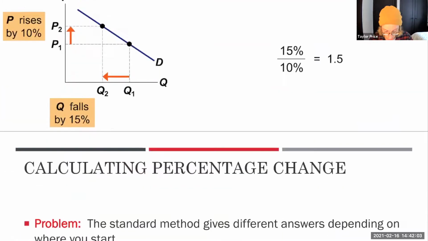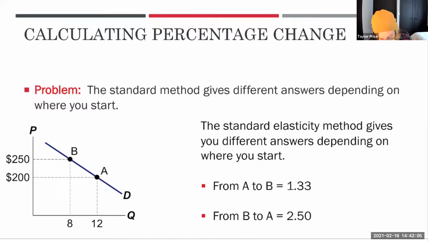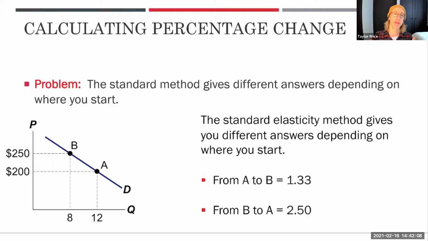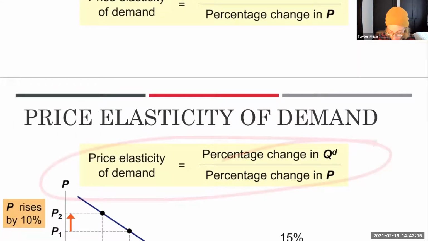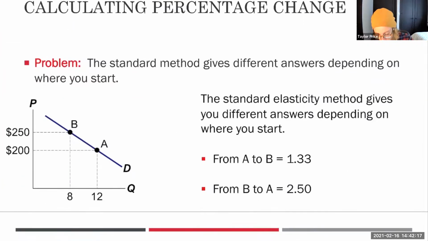Okay, so what we're doing then is, if we're just taking this formula here, we run into a problem. And that problem is that using just that formula gives us different answers depending on where we start. So if you move from B to A or A to B, we get totally different answers. And obviously that's not what we want. We want to make sure that we have consistent answers.